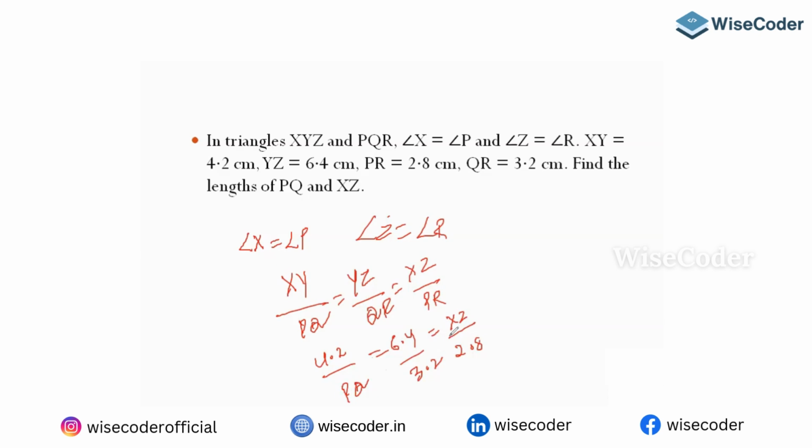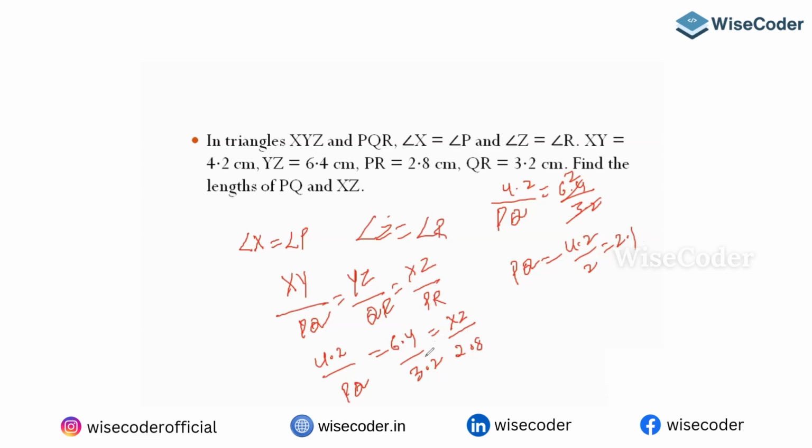So if you equate these two, you will get XY, and if you equate these two, you will get PQ. So let's calculate PQ. The numerator is 4.2 times 3.2, divided by 6.4. Then PQ is equal to 4.2 divided by 2, that is nothing but 2.1. The PQ value is 2.1.